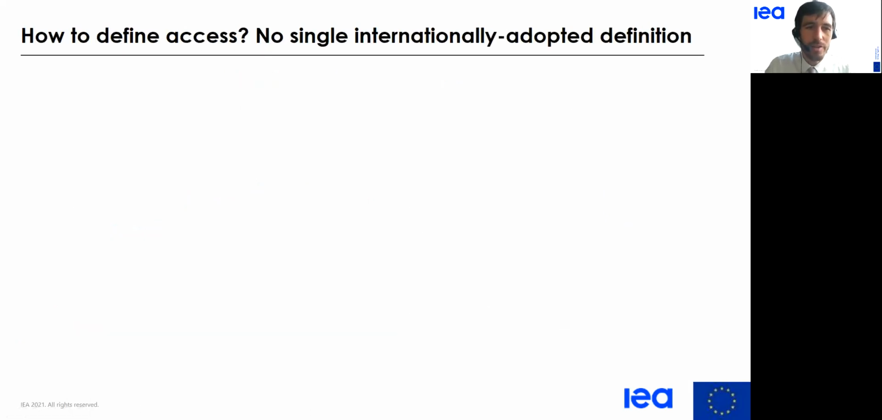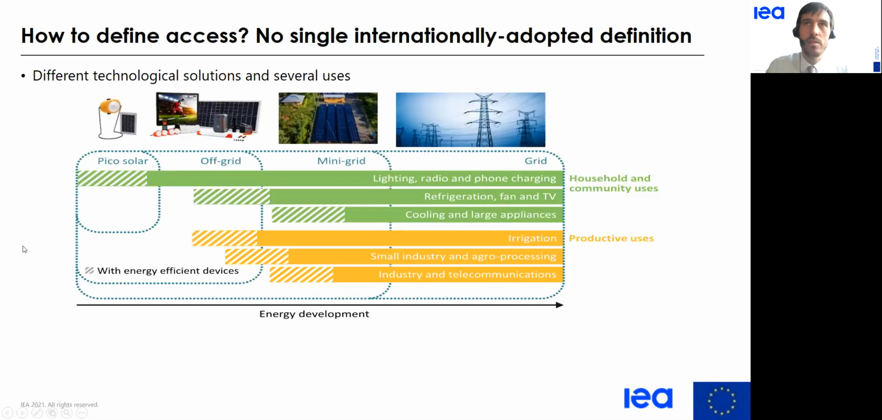Okay, now we've looked a bit at the findings. Let's come back to some definitions, because we've not started by defining electricity access, and this is indeed a challenge because there is no single internationally adopted definition. If we look at the solutions and the uses related to electricity access, you can see on this figure that there are many different technologies.